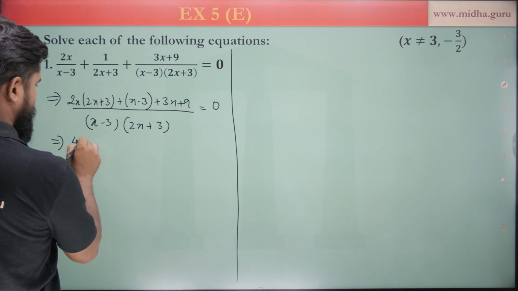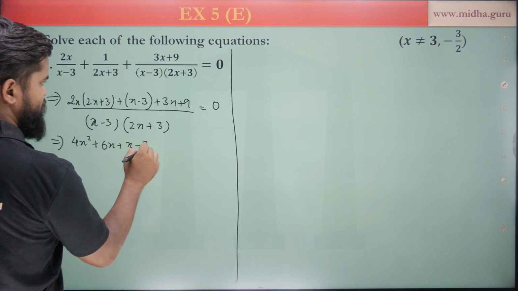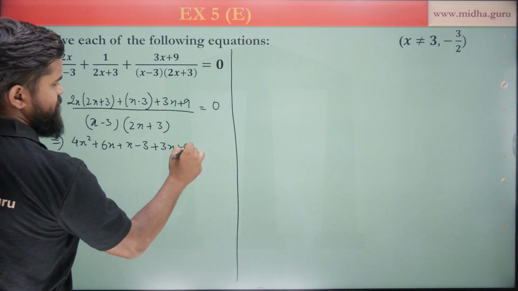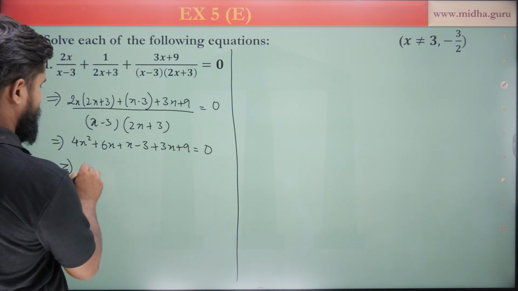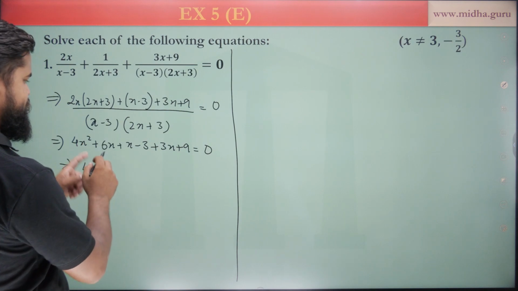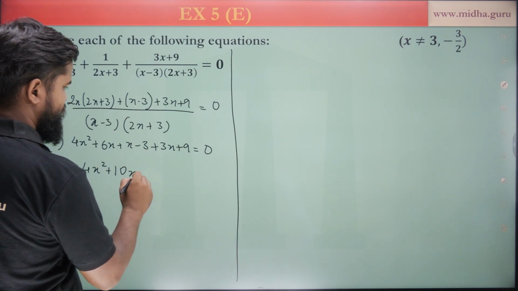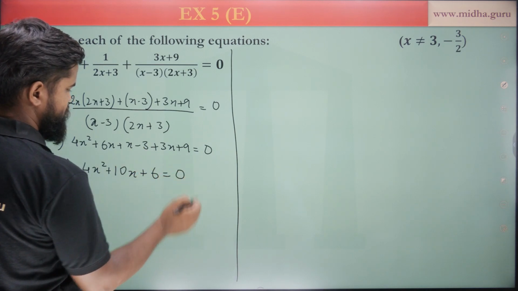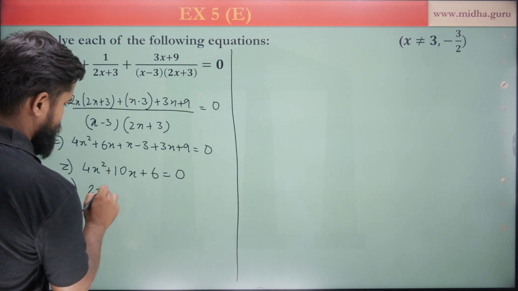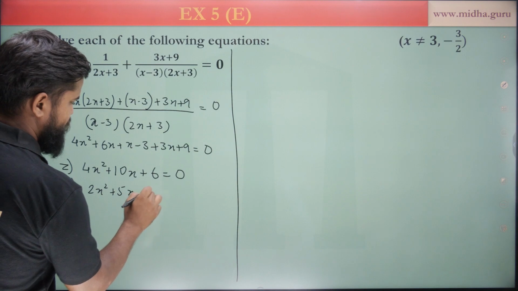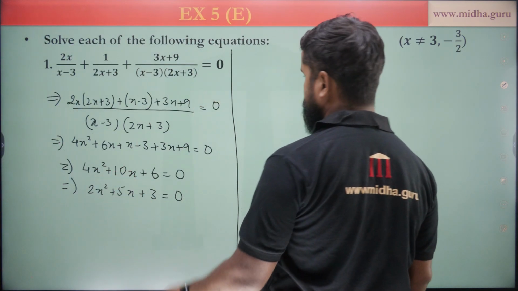Here it will be 4x² + 6x + x − 3 + 3x + 9 is equal to 0. We see we only have one x² term, we don't need to add or subtract there. Now we have 6x + x + 3x, which becomes 10x, and then −3 + 9 becomes 6. Now we can divide this equation by 2 and we'll get 2x² + 5x + 3 is equal to 0. Now we are supposed to solve this equation.